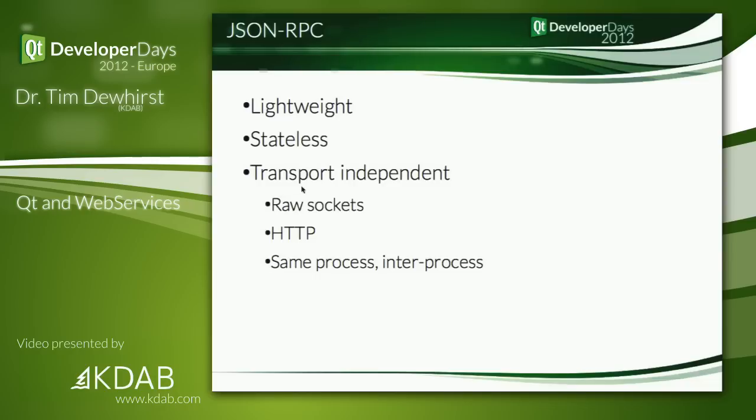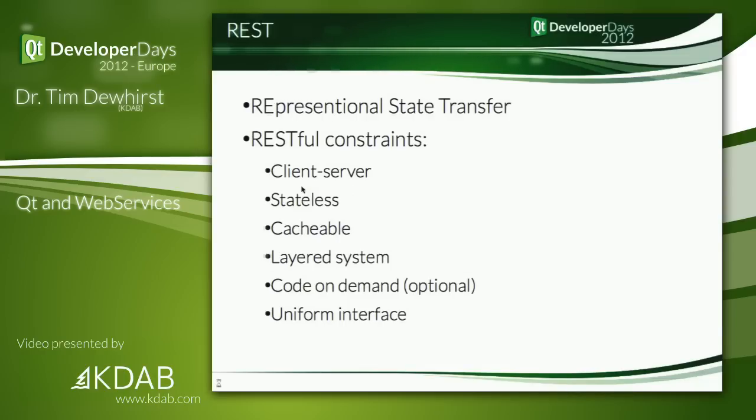JSON-RPC, what else can we say about that? Well, it's very lightweight. It should be stateless. It's transport independent, and in fact, more often than not, you'll see it transported just across raw sockets, but you can also transport it across HTTP if you want. It can be inter-process, it can be same process. It's very flexible, it's very easy, it's very lightweight. It is quite popular, especially in embedded circles. Okay.